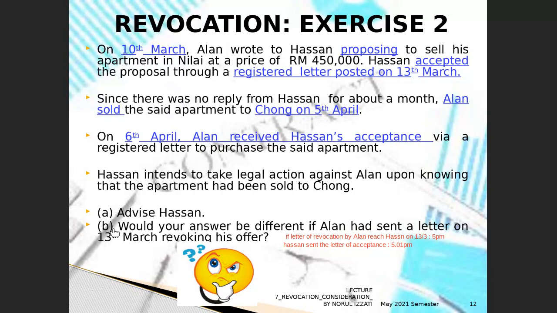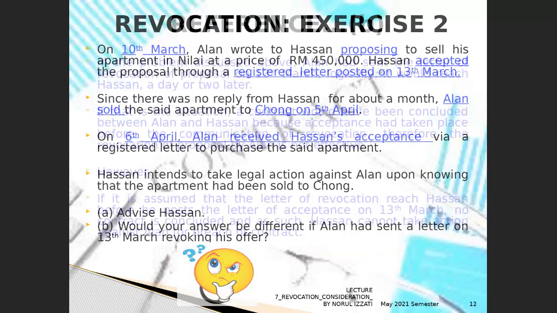Okay, and then if I give you this question B, would your answer be different in 5 marks? Maybe you can give any of the scenarios, as long as the revocation is being made before the acceptance letter had been sent, then the revocation is valid. Okay, that is the principle. As long as the acceptance letter is being carried out before the revocation letter had reached, then acceptance is valid. Okay, so that is the conclusion for the exercise.